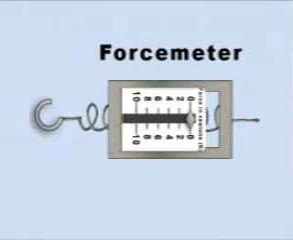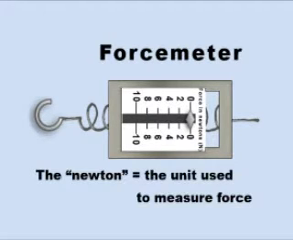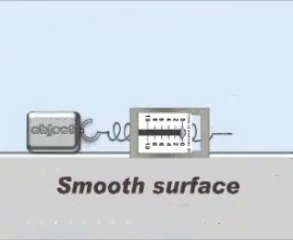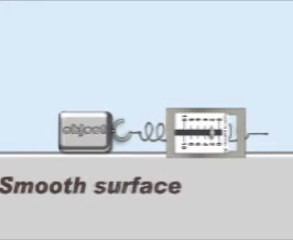You can use a force meter made out of a spring balance to measure the force of friction. A force meter is calibrated in newtons, the unit used to measure forces. Let's attach an object to the end of a force meter and pull it to measure how much force is required to start the object moving on different surfaces.